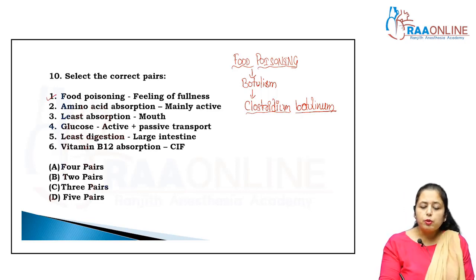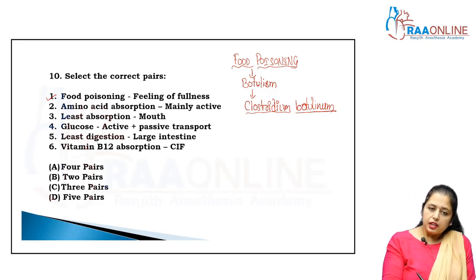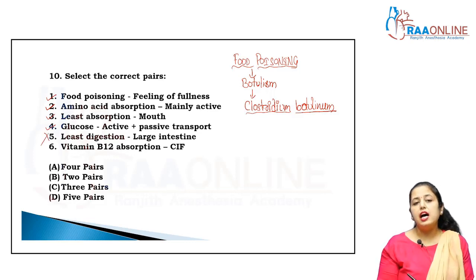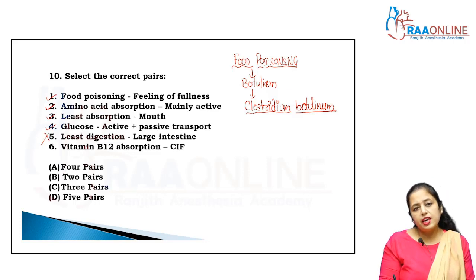Amino acids absorption mainly active. Actually, amino acid absorption occurs through all the possible ways, but mainly active absorption. Least absorption in mouth. Glucose active passive transportation, correct. Least digestion in large intestine: digestion is absent in the large intestine, not least, not more, not moderate. It's totally absent. Vitamin B12 absorption is related with CIF, that is Castle's intrinsic factor, which is necessary for the absorption. So this is also right.